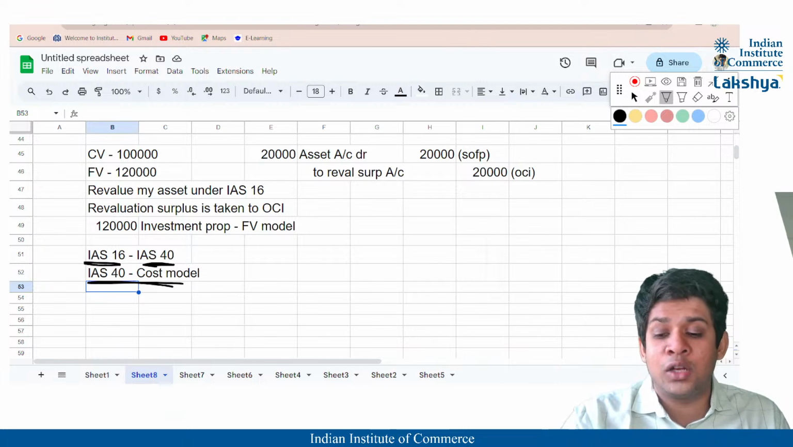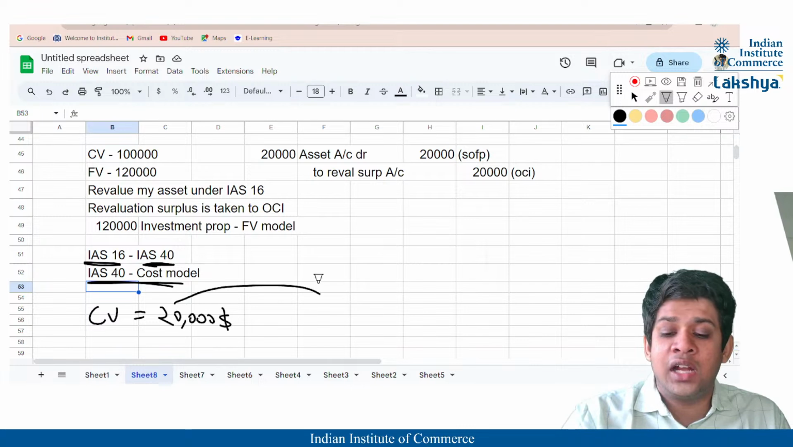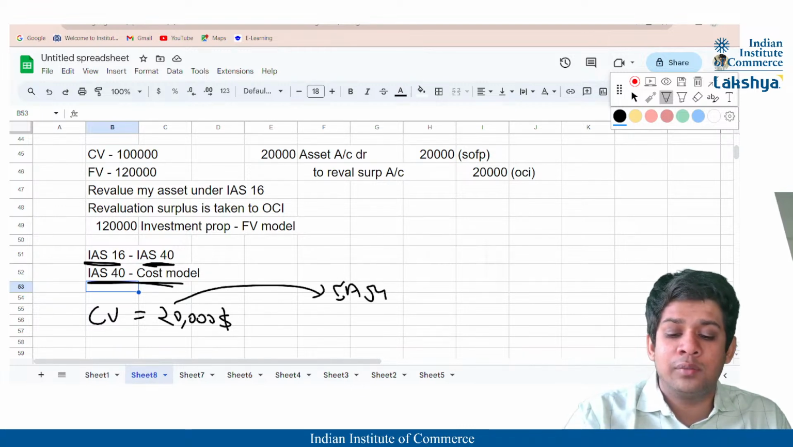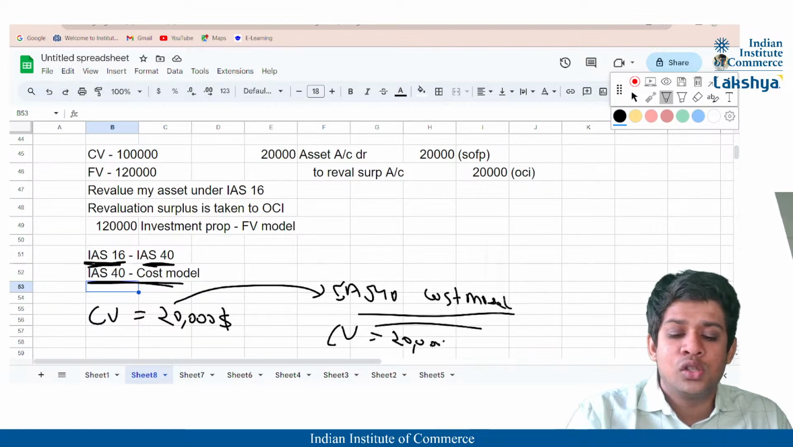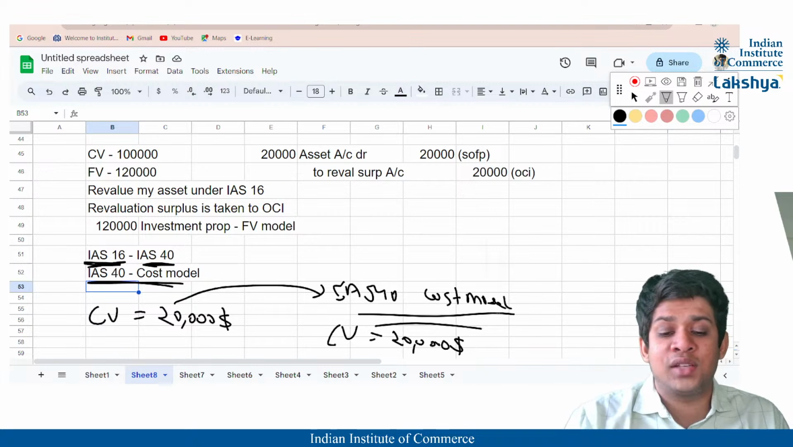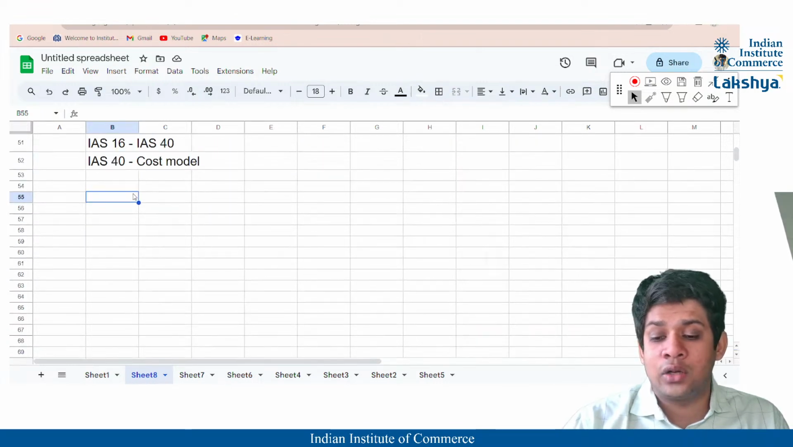I will not be required to fair value my asset or anything. Say under IAS 16, the carrying value of my asset was $20,000, and I am shifting it to the IAS 40 cost model. There will be no changes. The asset will directly be shifted from IAS 16 to IAS 40 at the same carrying value, $20,000. There are no changes to be made because both of them depreciate and the rules applied will be the same. So there is just a shift of accounting standard, nothing else for the purpose of calculations.